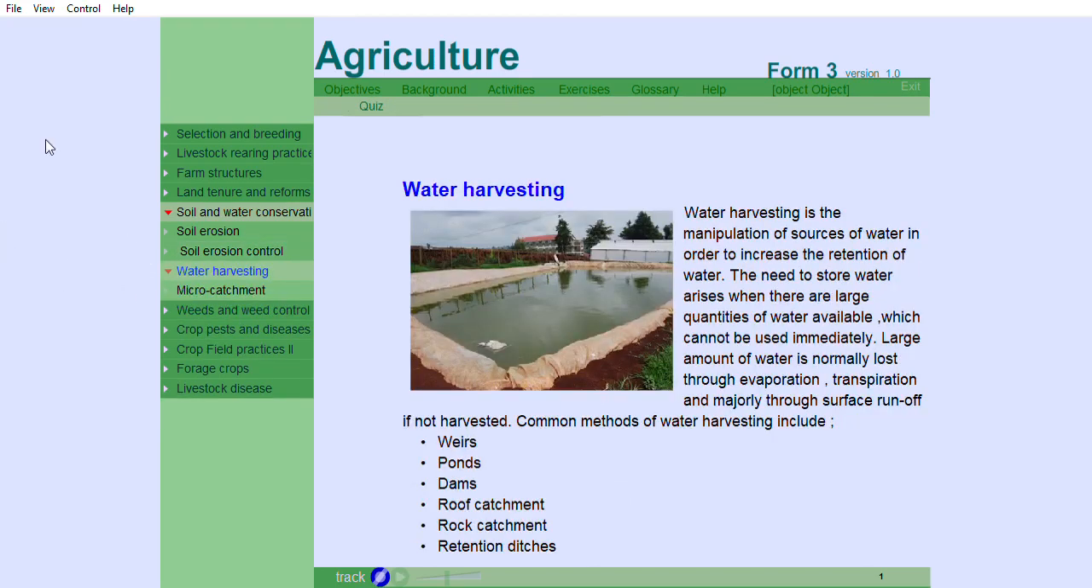Water harvesting. Water harvesting is the manipulation of sources of water in order to increase the retention of water. The need to store water arises where there are large quantities of water available which cannot be used immediately. A large amount of water is normally lost through evaporation, transpiration, and majorly through surface runoff if not harvested. Common methods of water harvesting include weirs, ponds, dams, roof catchment, rock catchment, and retention ditches.